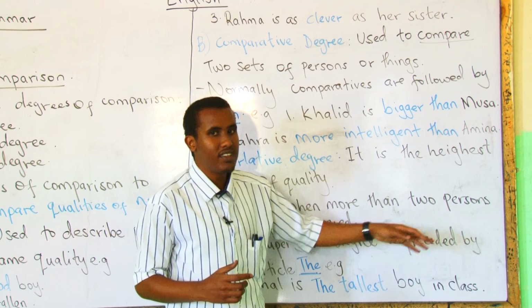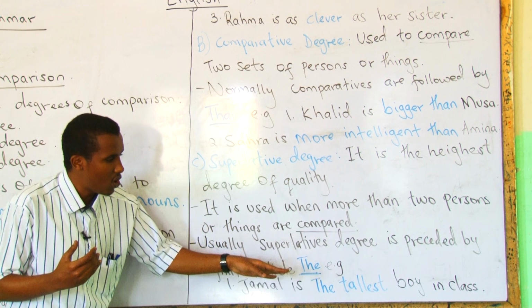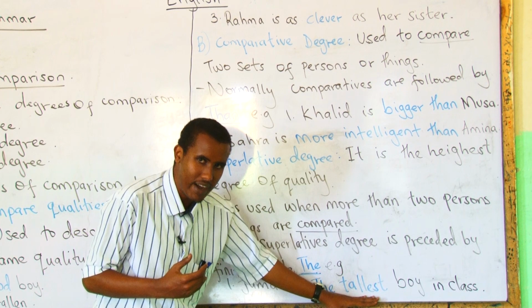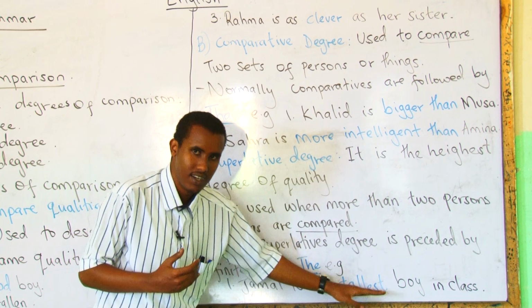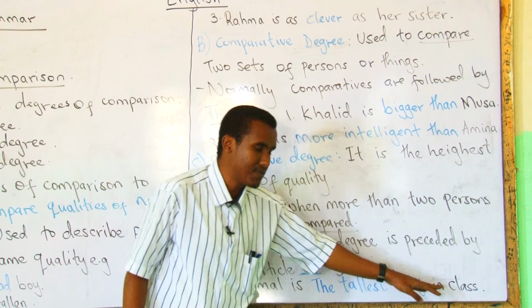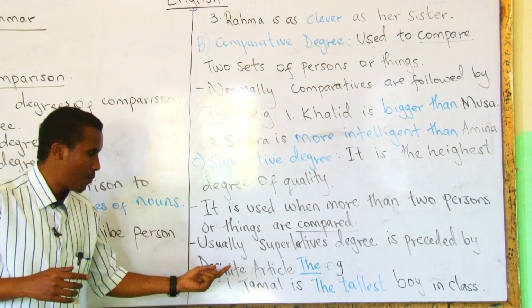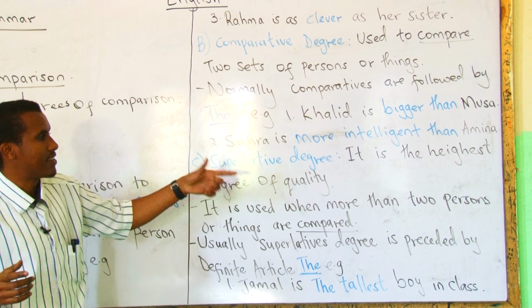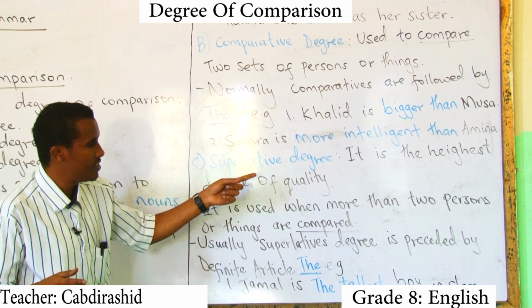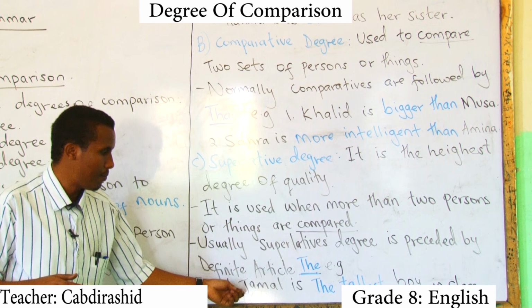For example, Jamal is the tallest boy in class. Look, "the" comes before the quality here, tall, which in its superlative degree is tallest. We are comparing Jamal and the rest of his classmates. In the class, Jamal is the tallest boy. That's the meaning of this sentence. That means we are comparing a person to the rest of the people. We use it to compare more than two persons. We are comparing a person and the whole class.